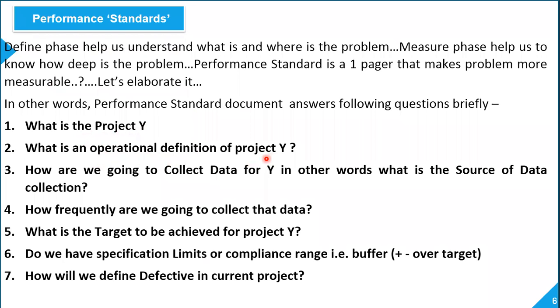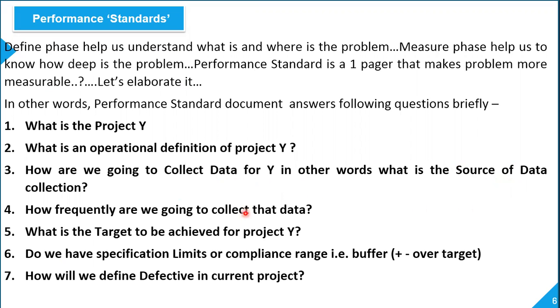Question number two: elaborate the project Y by providing its operational definition. So what is the operational definition of project Y? That's the extension of the first question. Next question the performance standard document answers is: how are we going to collect the data for Y? In other words, what is the source of the data collection? That's the third question.